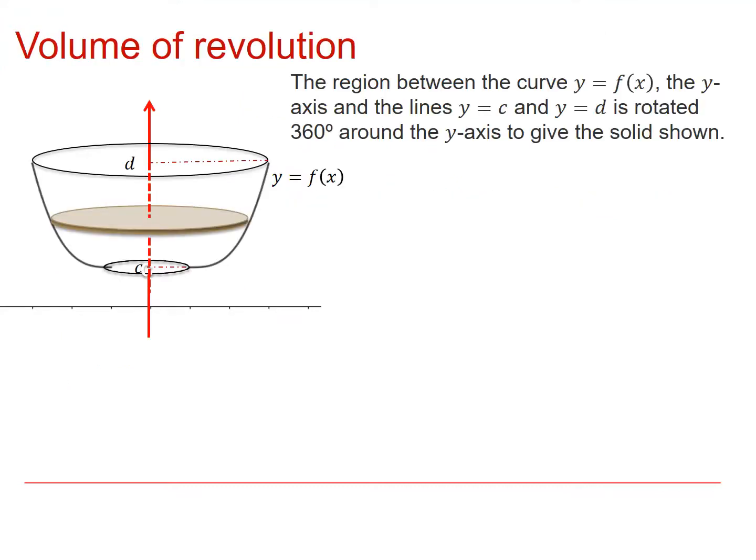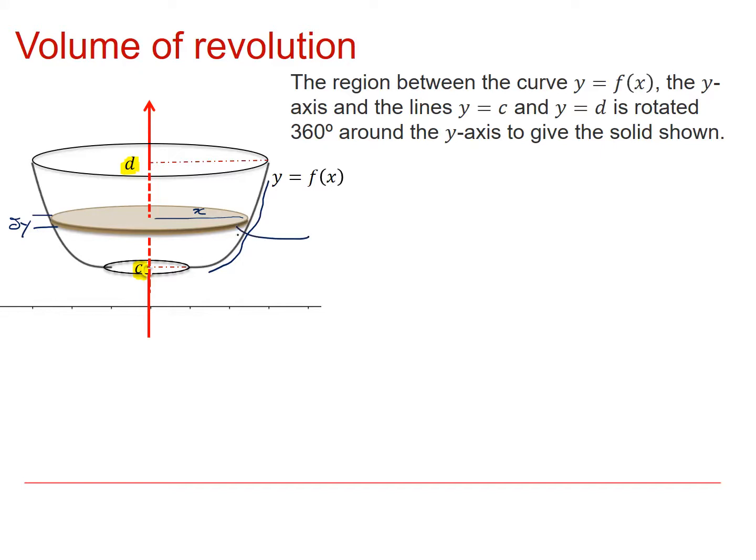Let's have a look at this diagram. We've got here a region that has been rotated about the y-axis. It's the region that's enclosed by y equals f(x) and two limits, c and d. Again, let's look at this disk here. The radius for this disk is going to be x, and the thickness of the disk is going to be delta y.